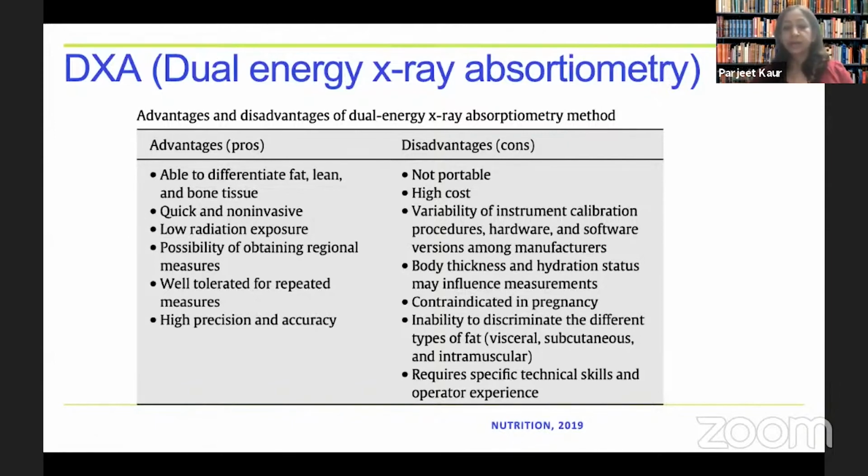High cost, variability of instrument, calibration procedure is required. As I was just listening to the free papers, calibration is very important. Body thickness, and even hydration here also matters, because it is also assuming a certain hydration constant in calculating the body percentage fat, but not as much as in BIA. Of course, there is also inability to discriminate between the visceral and the subcutaneous, and intramuscular also, all that is giving you some estimates here.